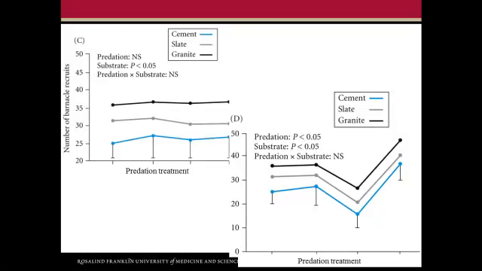For C, the one on the upper left, when we look at the predation treatment, if we just ignore which substrate it is, if we just look across the predation treatments, on average they look quite similar, so that would not be significant. But now for substrate, the lines are separated from one another according to, granite is at the top, slate's always in the middle, and cement's at the bottom, so there's a significant effect. And then there's no interaction because those lines aren't crossing.